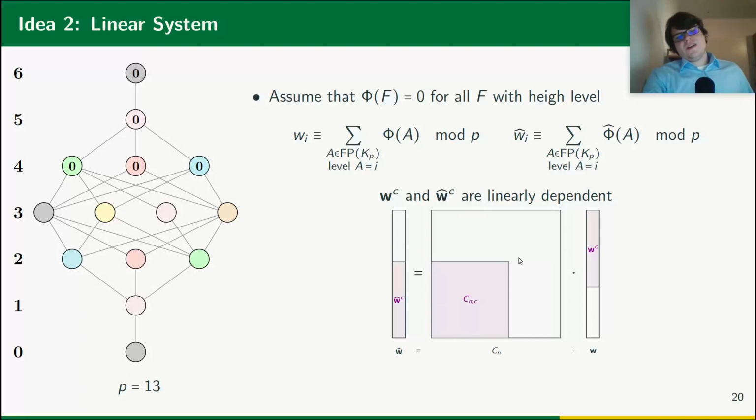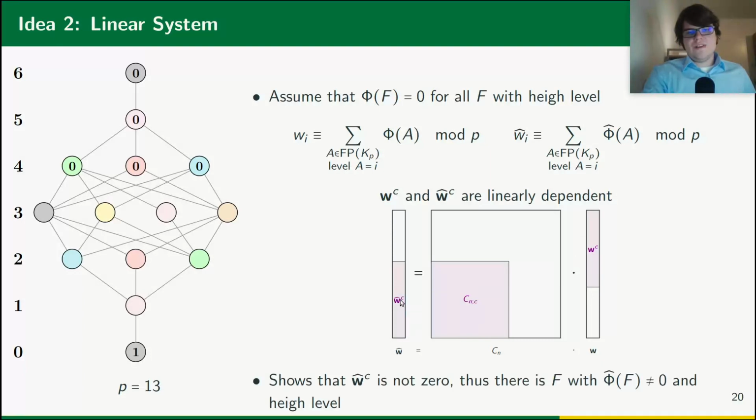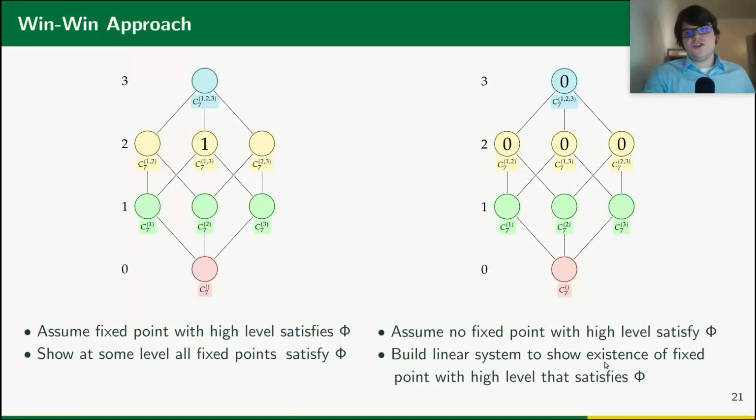And now the idea is that if we know that all of these here are 0, then we know that this part of this vector is just equal to 0. And what we do is we basically look at this submatrix here and show that this is non-singular, meaning that if this is not a 0 vector, then this is not a 0 vector, meaning that at this position here, we find something with a high enough level and a non-vanishing alternating enumerator. And this is basically the second approach to show this.